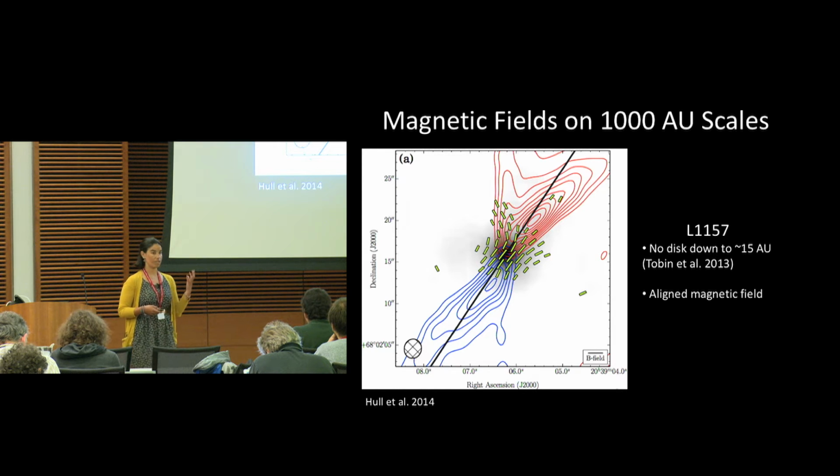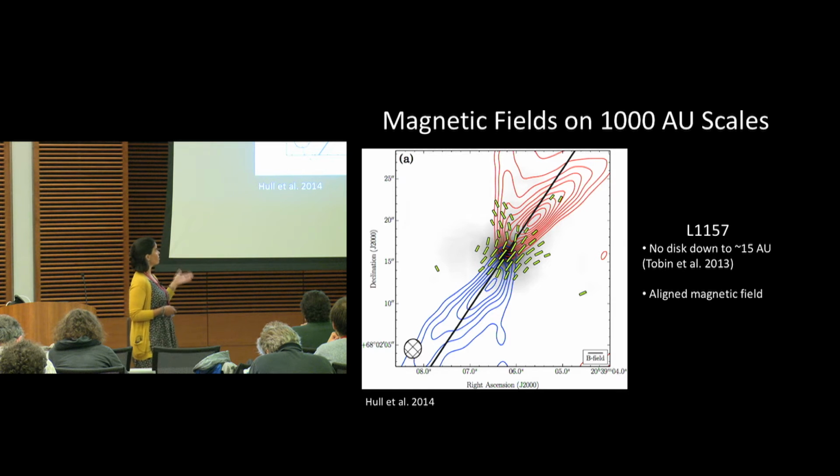In theoretical simulations, the alignment of the magnetic field with the rotation axis of these systems is very important. If we have a magnetic field aligned with the rotation axis, then magnetic braking is very efficient. And if we have efficient magnetic braking, we don't need to form a disk, because the material can lose angular momentum along the magnetic field lines. And observationally, we see this at least on the envelope size scales.